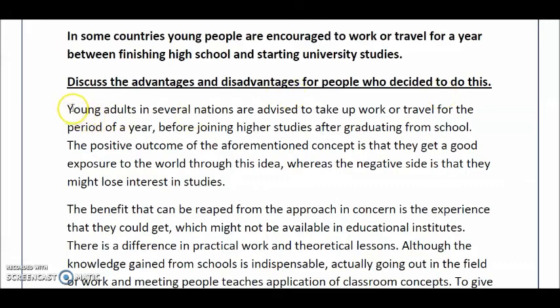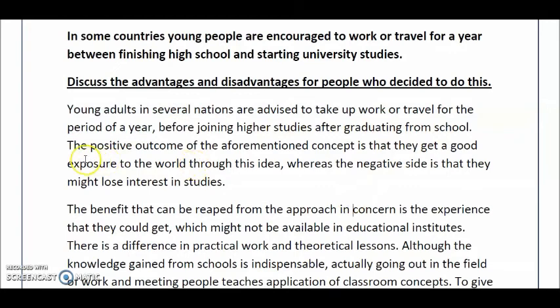Our first sentence: young adults in several nations are advised to take up work or travel for a period of a year before joining higher studies after graduating from school. So if we read this part of the sentence, it is easily understandable on its own, and it is grammatically correct on its own. It does not need any other addition. Whereas this part of our sentence, before joining higher studies after graduating from school, is a subordinate or a dependent clause, which requires the main clause for meaning. So our first sentence itself is a complex sentence.